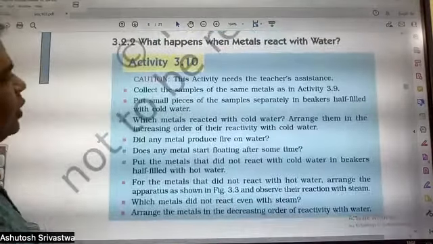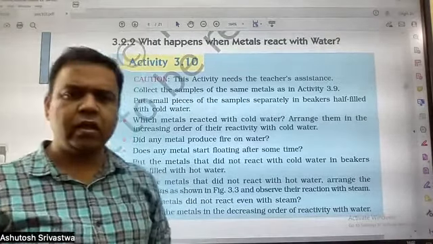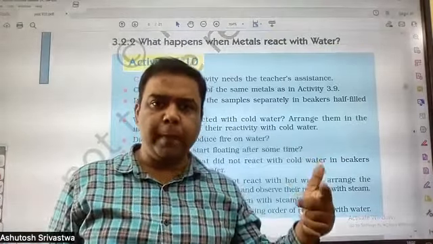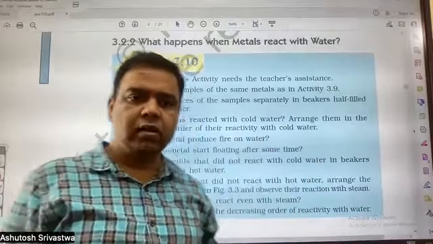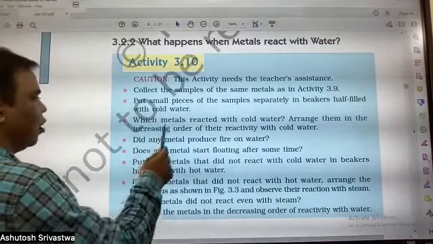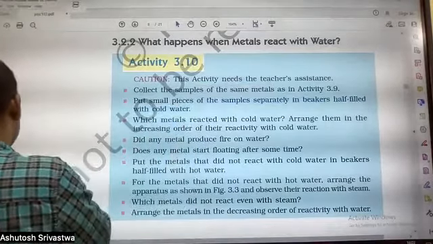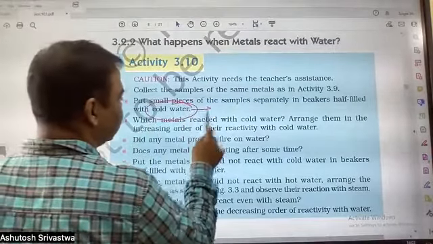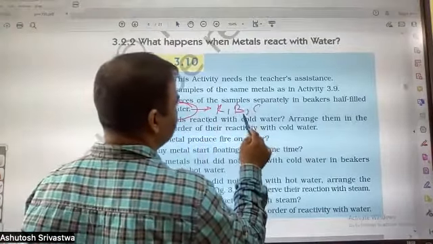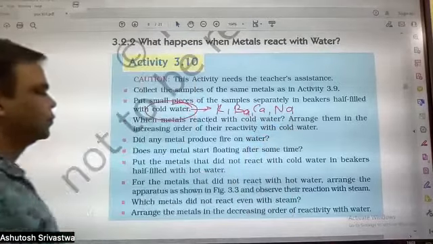So next, activity 3.10. What happens when metal reacts with water? We have discussed this, isn't it? Hot water, cold water conditions will be there. Cold water here will react up to sodium: K, Na. This will react with cold water.